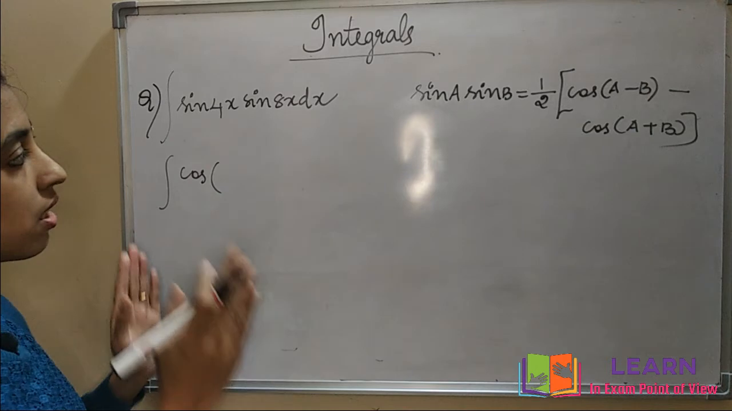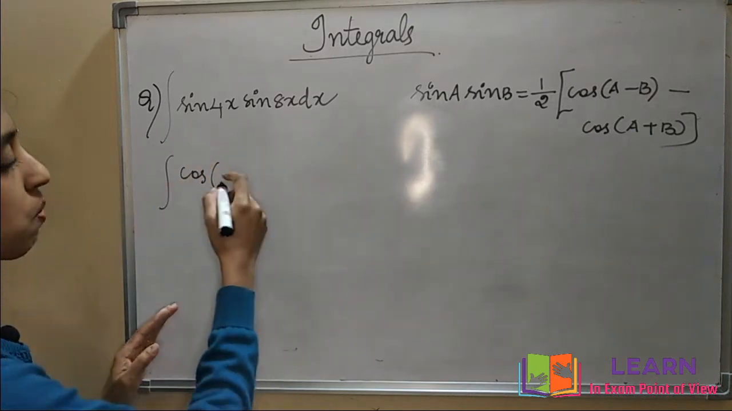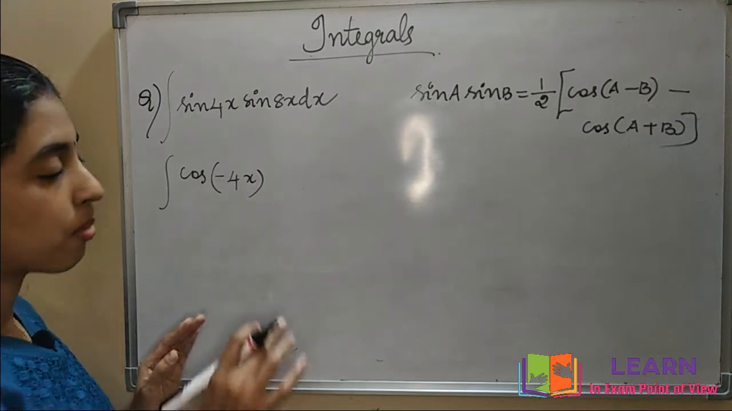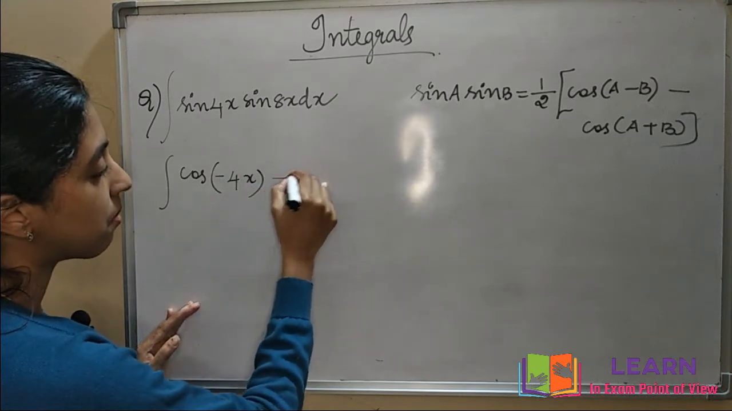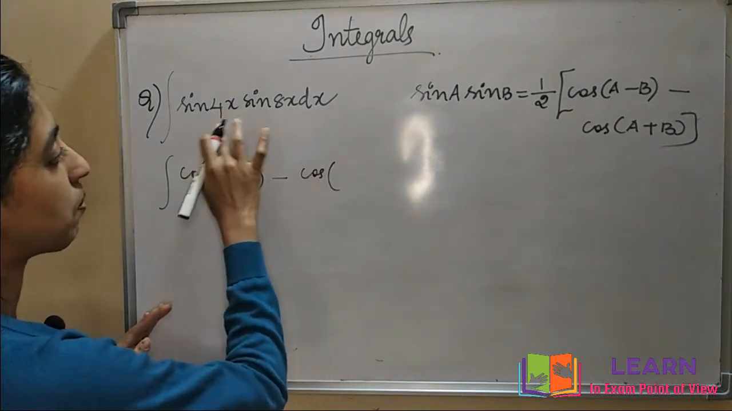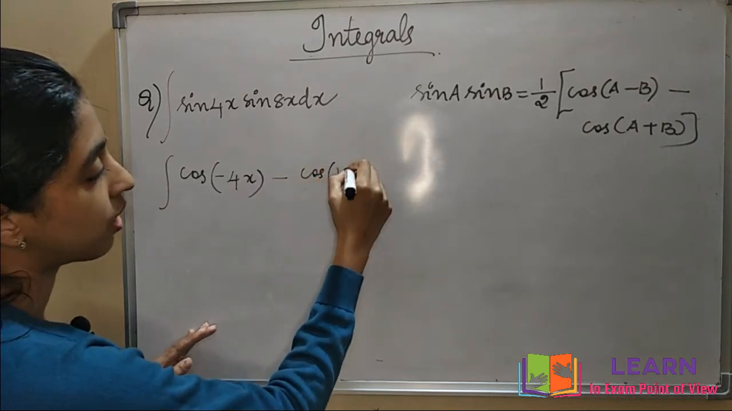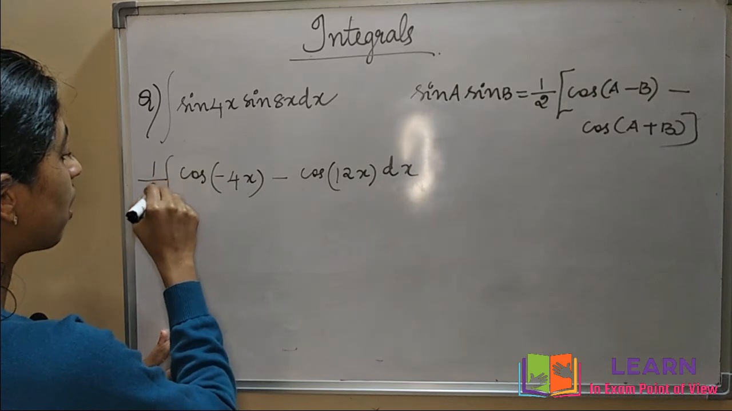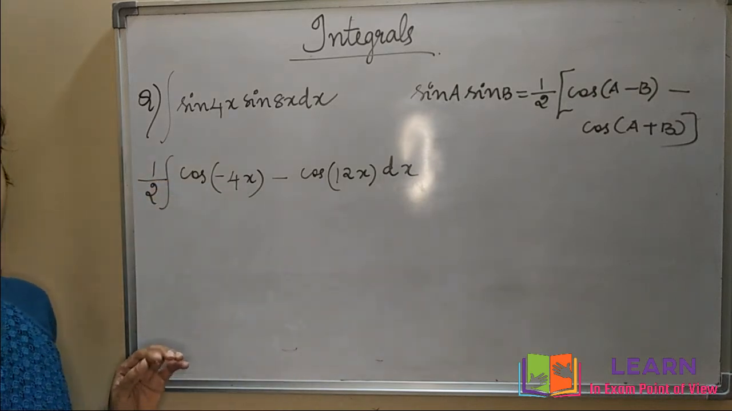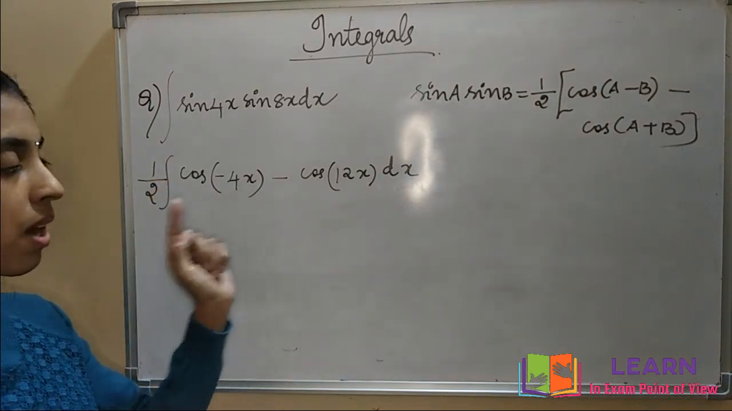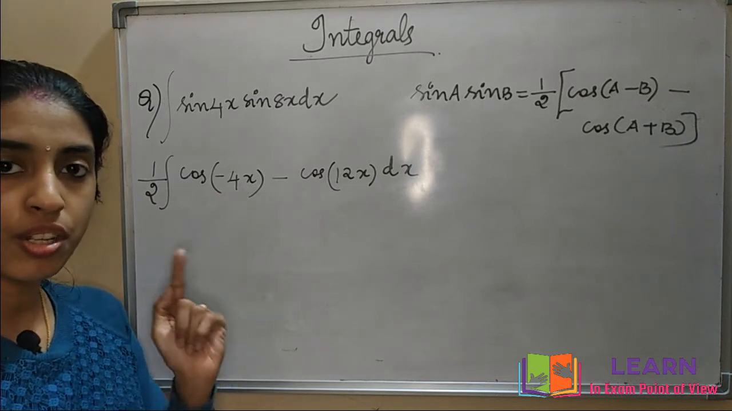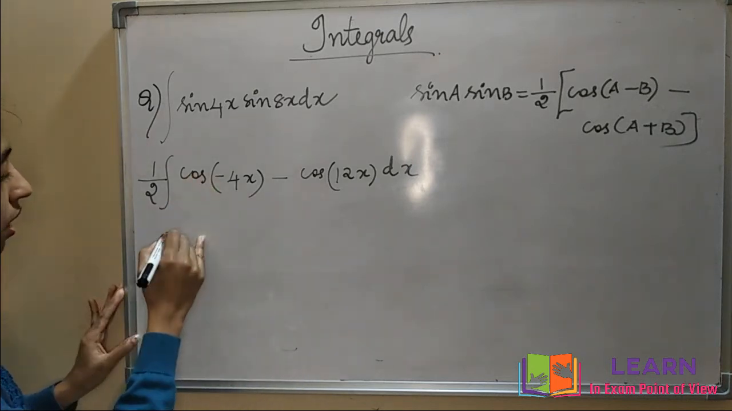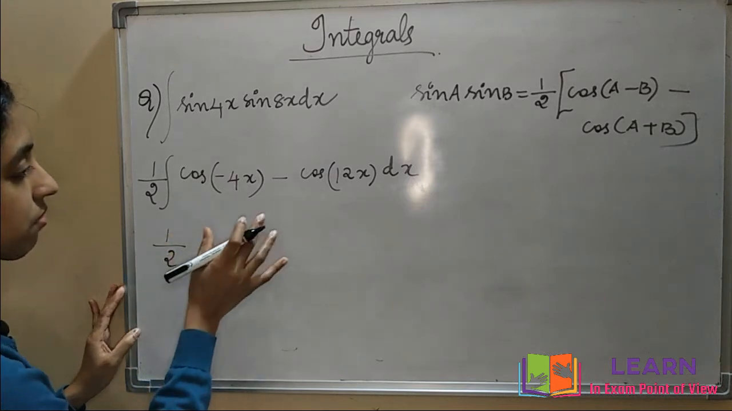A and B is what? 4x and 8x. A minus B is negative 4x, correct, 4x minus 8x is minus 4x. Minus cos of A plus B, 4 plus 8, 12x dx. Half you can put outside. Now here we have cos minus 4x. Cos of minus x is just cos x, so the negative sign is not needed.